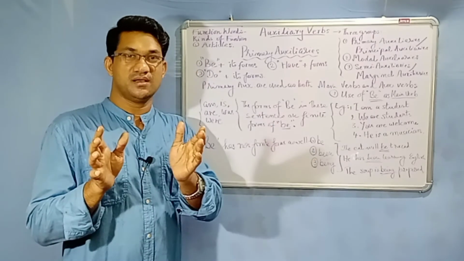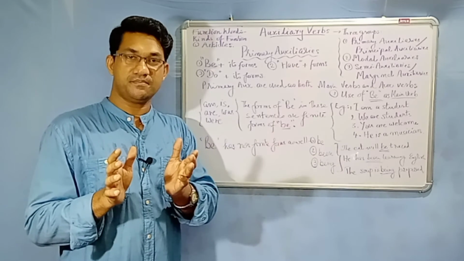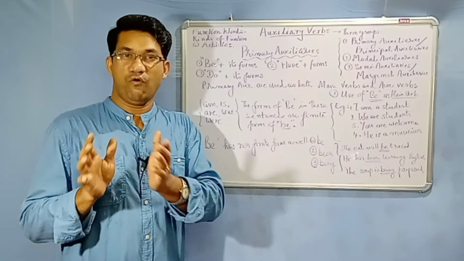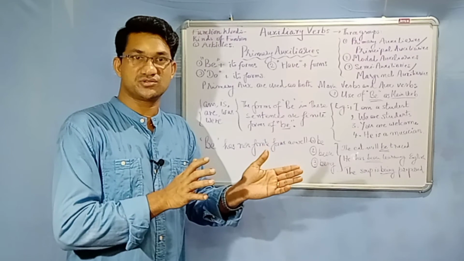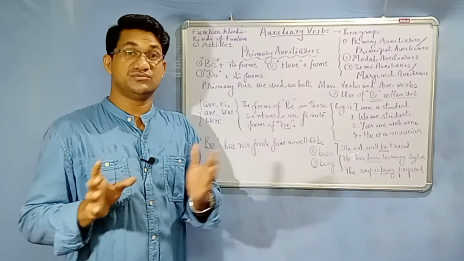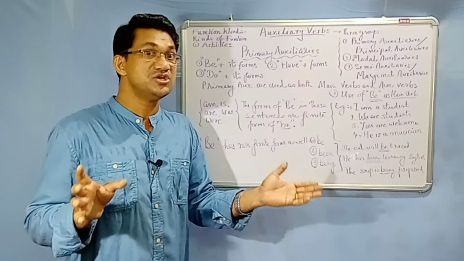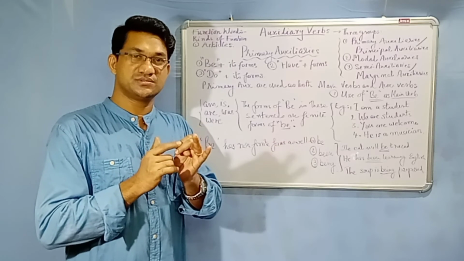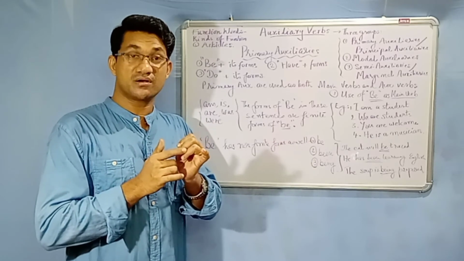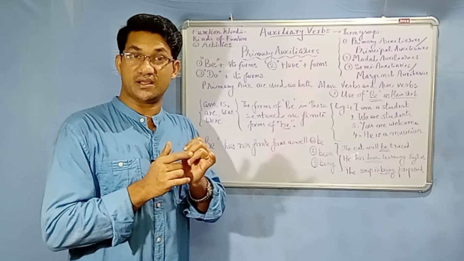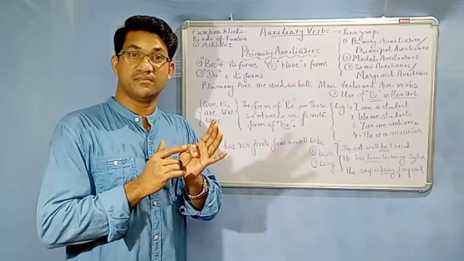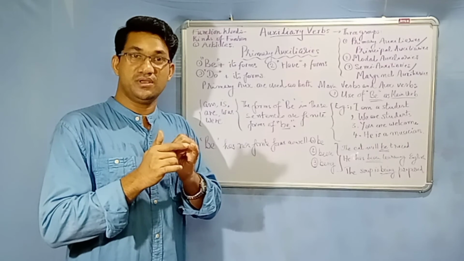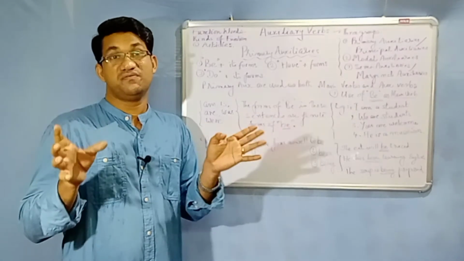So be, and its forms: I am a boy. He is tall. I was tired yesterday. They were clever in handling the issue. So be, am, is, are. The students are happy that it is a holiday today. So am, is, was, were, been, being, be. These are the different forms of be.